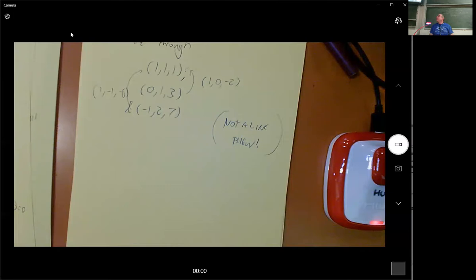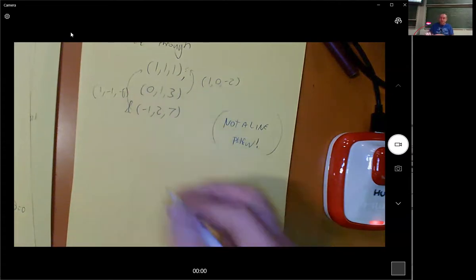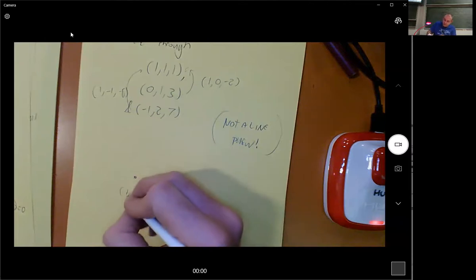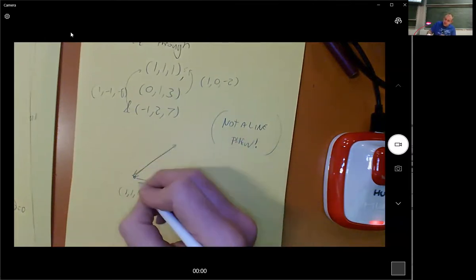So to make a plane, I need a point on it, and I need a normal vector. And so I'm going to need to create a normal vector, which is cool because I've already done some 2 vectors that are in the plane. I'm just going to draw it as a diagram. Here's 1, 1, 1. I've actually done these arrows, which is fine.